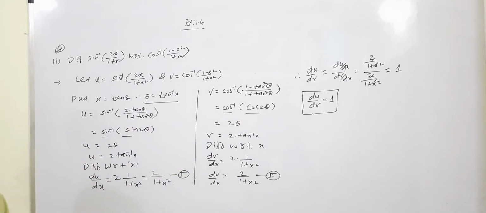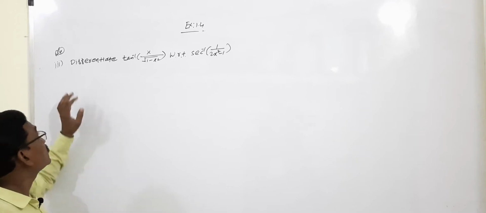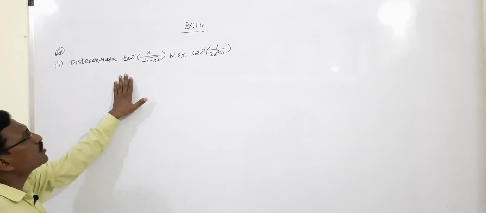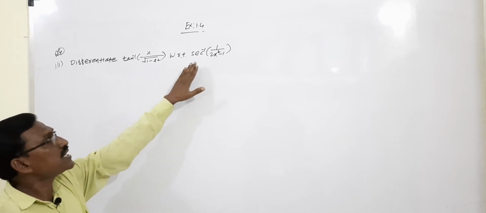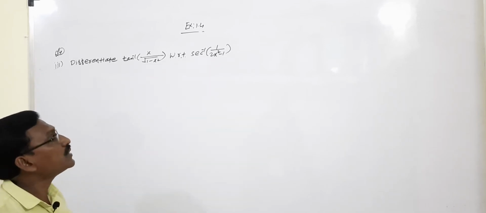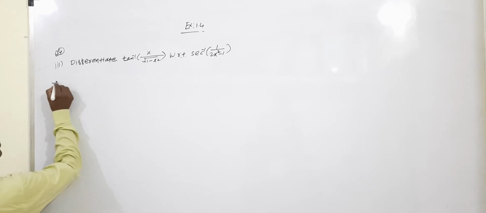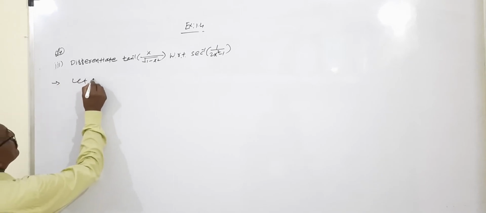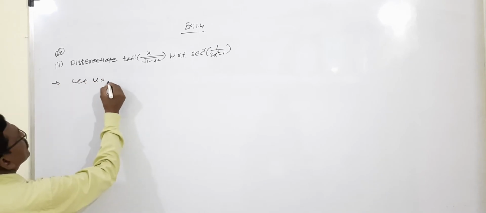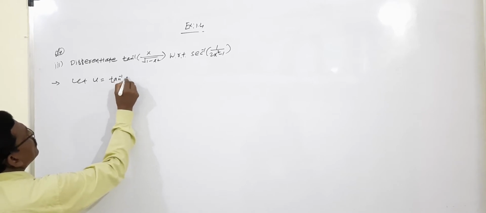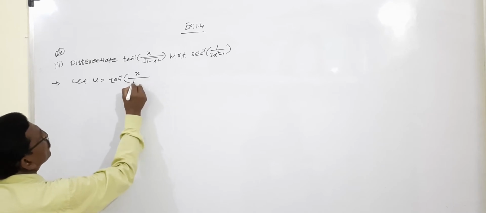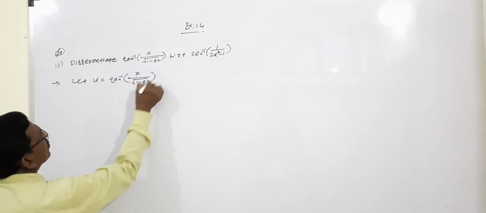Now we take the next, the third: differentiate tan inverse of x upon root of 1 minus x square with respect to sec inverse of 1 upon 2x square minus 1. Let this first function be u, tan inverse of x upon root of 1 minus x square.